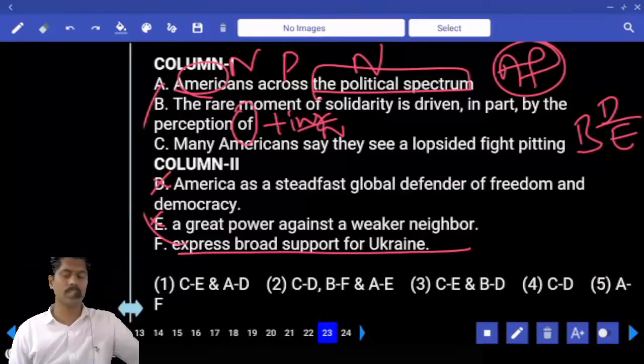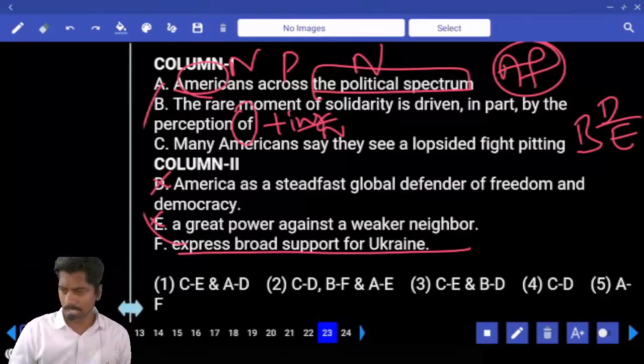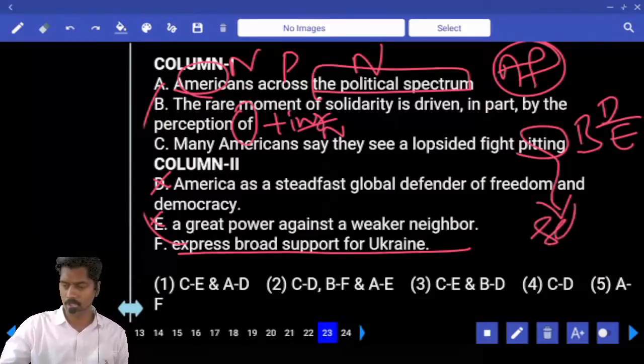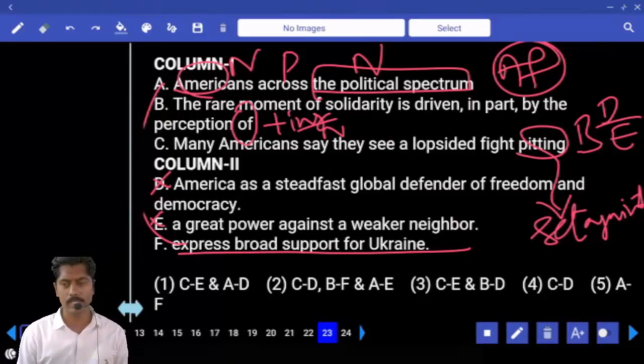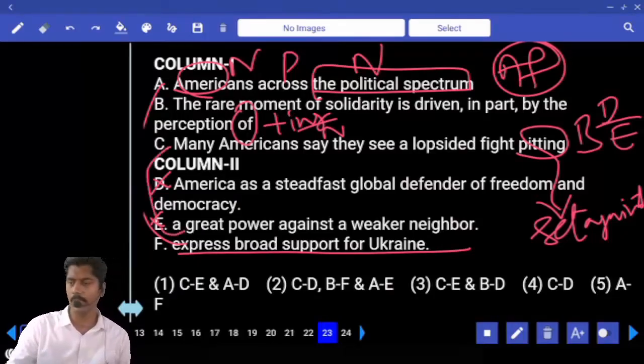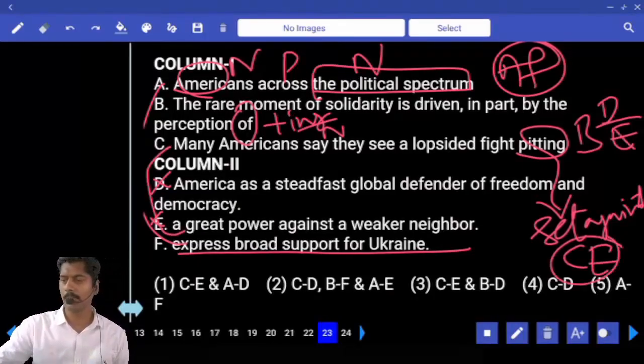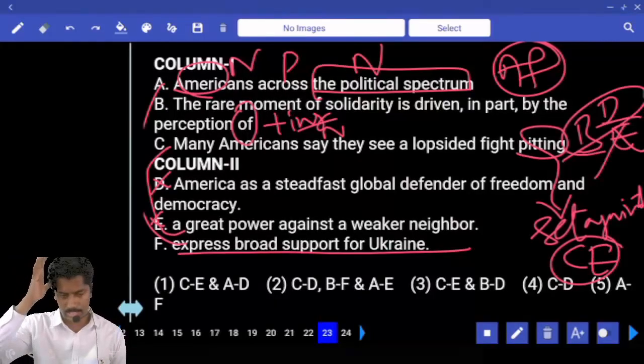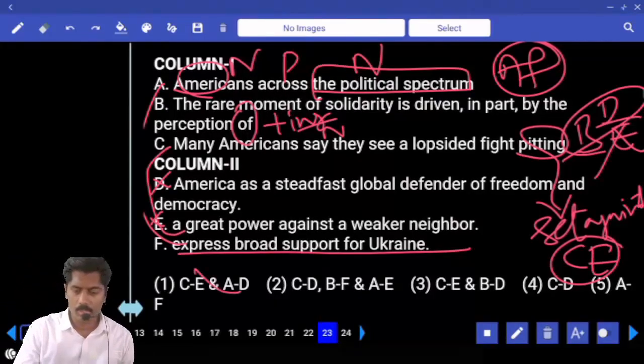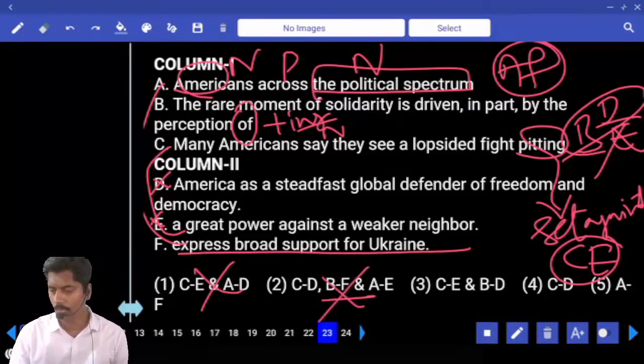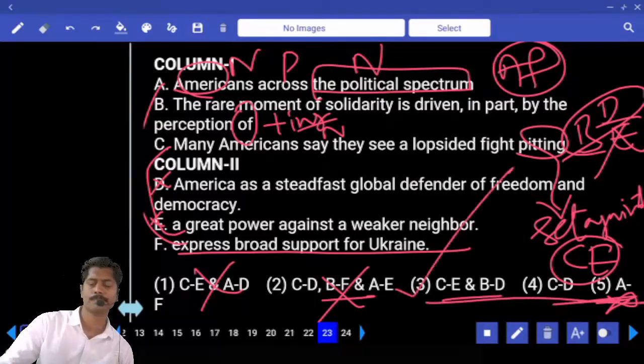So many Americans say they see a lopsided fight. Pitting is nothing but set against. Set against great powers. Pitting a great power against a weaker neighbor. C and E we can pair. If C and E can be paired, then B and D. AF, BD, CE? AF, BD, no. CBD, okay. AF. Answer 3 or 5. Third option.